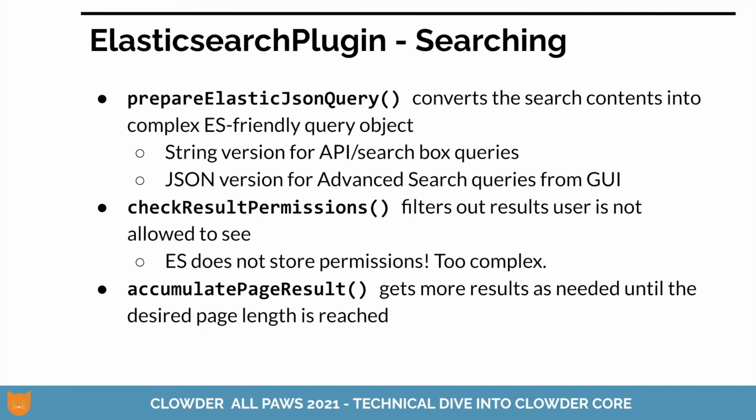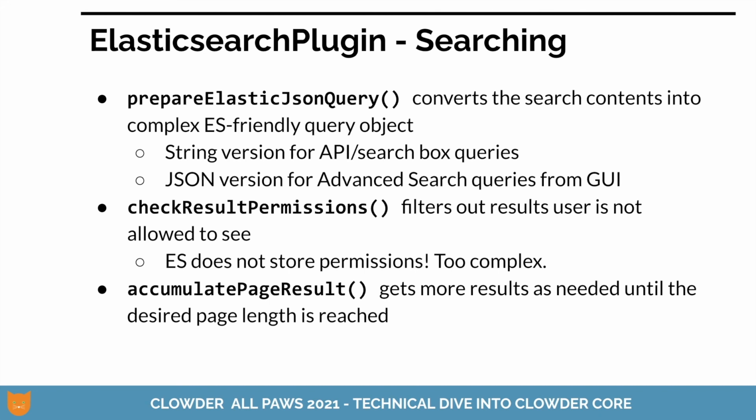Check result permissions is our way of filtering out the results the user is not allowed to see. This is interesting because Elasticsearch does not index permissions. It's too complex. So when you do a search, most likely you will get back resources that you don't have permission to see, so we have to filter those things out.